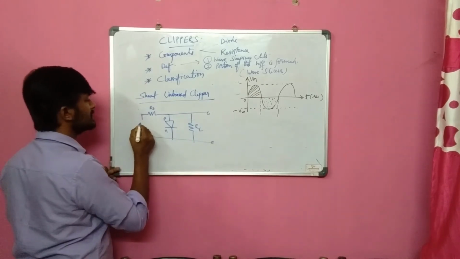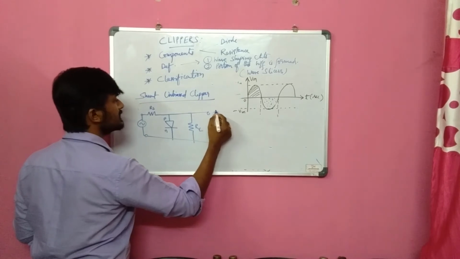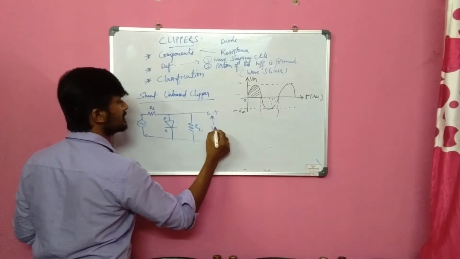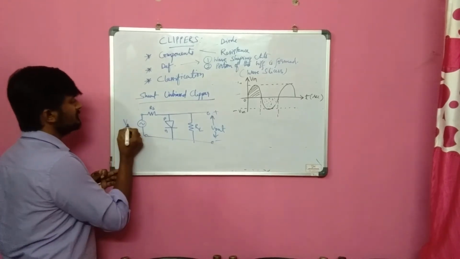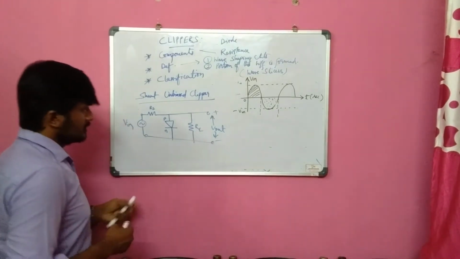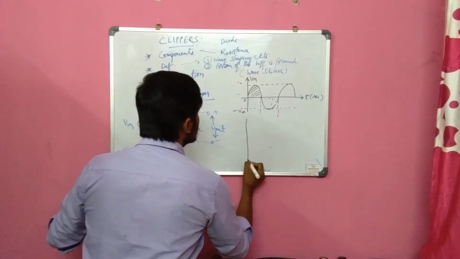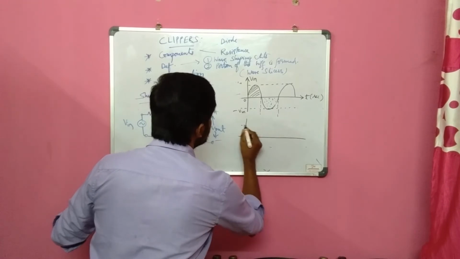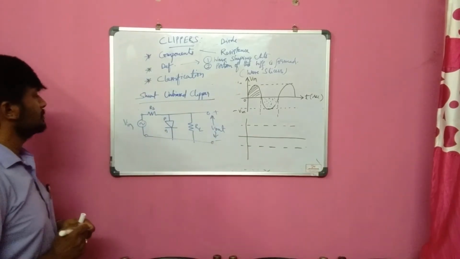So here I am connecting the sinusoidal signal, and here I will be getting the output. I will be taking the output across RL, Vout. So this is again Vin. Let's see what happens. Let me again redraw the corresponding output signal for the unbiased shunt clipper.